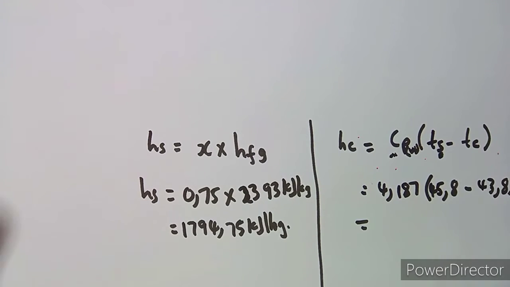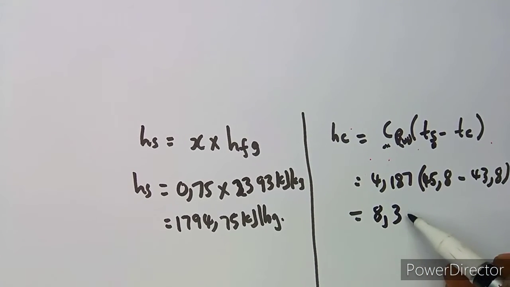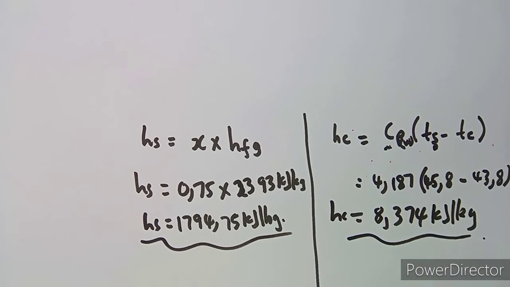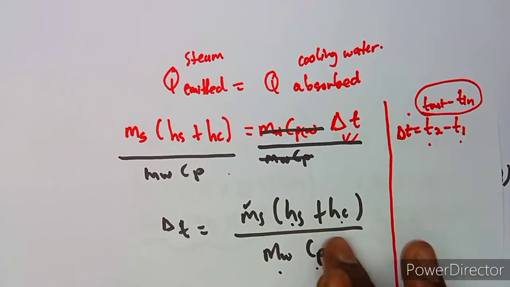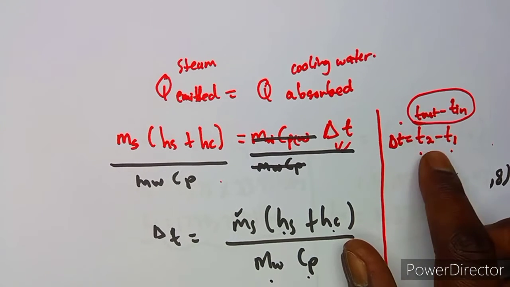So at the end, all you need is to evaluate properly from your calculator, and that will be something like 8.374 kilojoule per kg. The way I did it here is to separate these two, so that it can be easier for us to substitute them into the formula, because this is not what we need. What we need is the final temperature. This is what we needed, HC and HS, so that we can have our change in temperature, which is going to give us our T2.